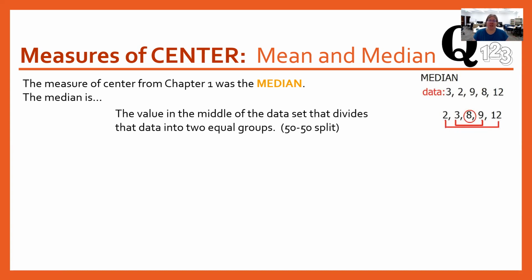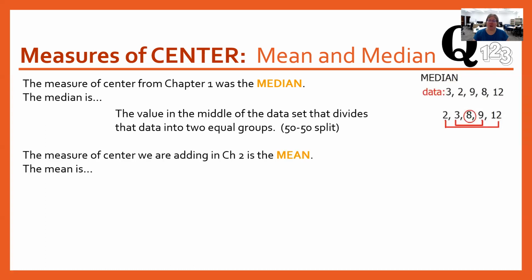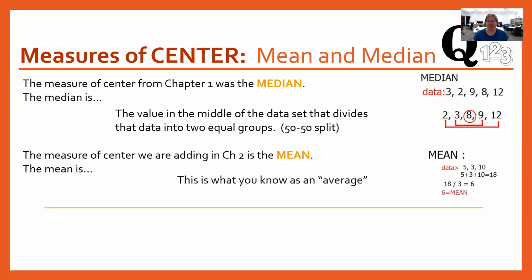The measure of center that we're going to add in chapter 2 is called the mean. And you actually already know this one. It's known as the average. So this is the one where we would add up all the numbers, all of our data, and then we would divide by the total number of pieces of data that we have.